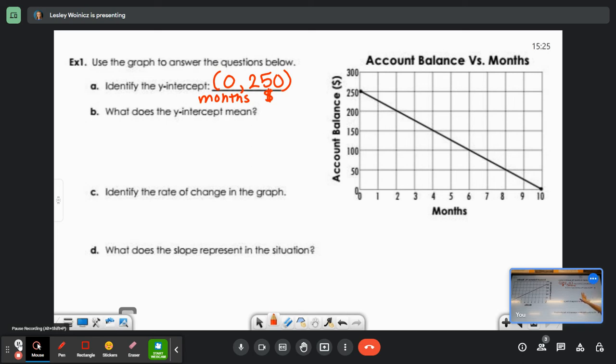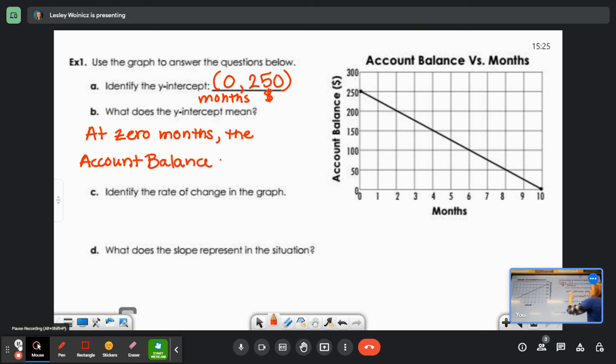So now that we've got it labeled, the explanation is easy. At 0 months, what is the account balance? $250. Explained. That's it. That's what we write. So at 0 months, the account balance is $250.